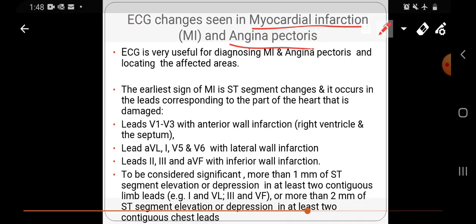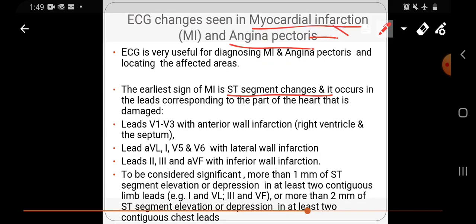Now, on the ECG there are changes that will help us in the diagnosis of myocardial infarction and angina. In myocardial infarction, one of the earliest signs is the occurrence of ST segment changes, meaning ST segment depression or elevation. This is one of the earliest changes. Usually these ST segment changes happen in certain leads, not in all the leads, depending on the part of the heart that is affected by the infarction.